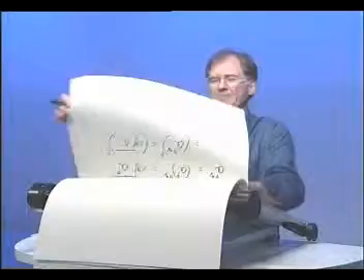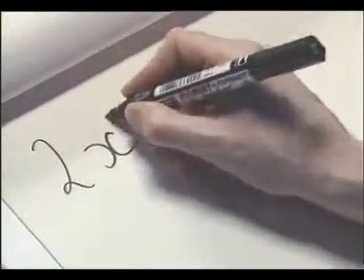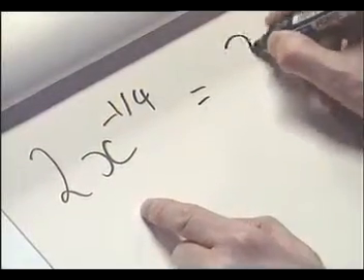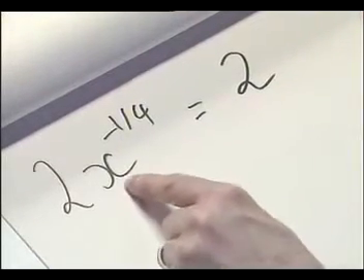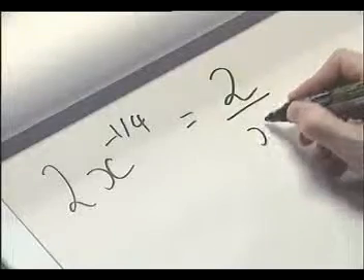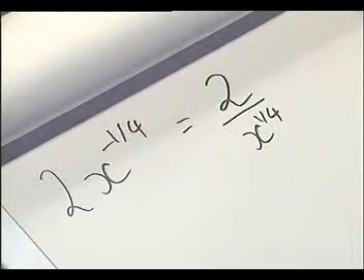Now, to conclude, let's just have a look at some very basic, simple calculations using indices. 2x to the minus a quarter. And our object here is to write it with a positive index. Well, the 2 doesn't have an index attached to it at all, so nothing happens to the 2, just stays as it is. x to the minus a quarter. The minus sign means 1 over. Write it in the denominator. So we write it down there. So we have 2 over x to the power a quarter.